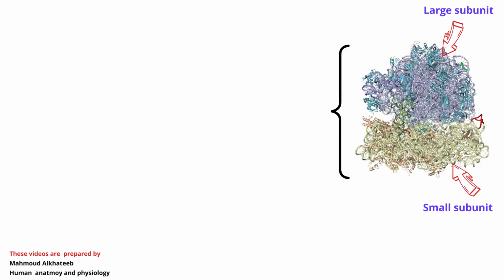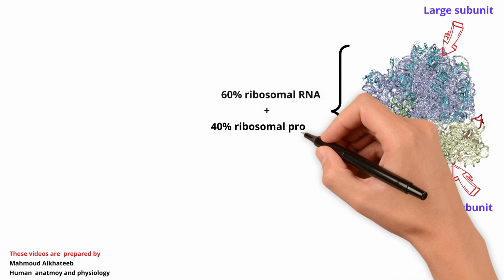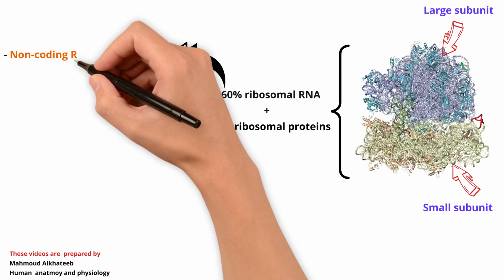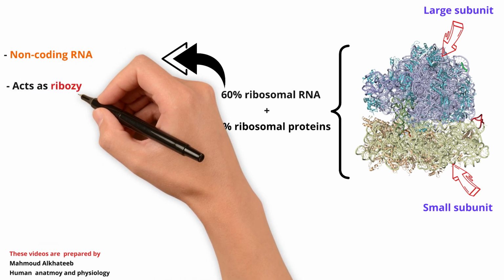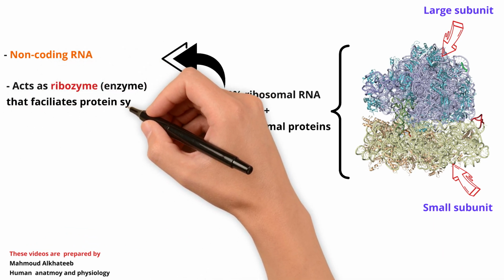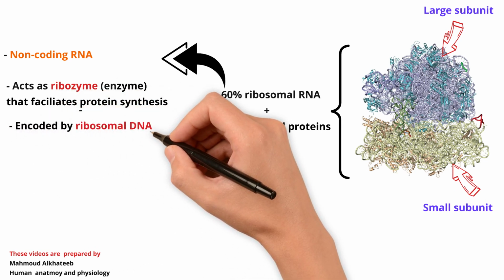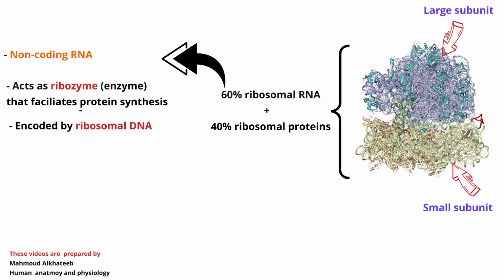Ribosomes consist of approximately 60% ribosomal RNA and 40% ribosomal proteins. The ribosomal RNA is a type of non-coding RNA that acts as a ribozyme, or an enzyme-like RNA, to facilitate protein synthesis. This ribosomal RNA is transcribed from ribosomal DNA within the genome, which then binds to ribosomal proteins to form the small and large ribosomal subunits.